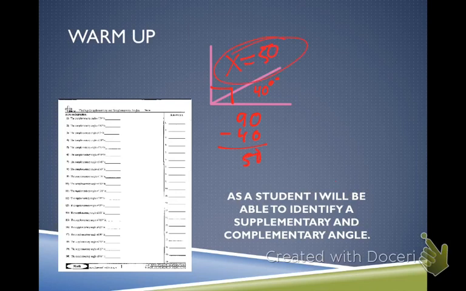You would do the same thing for supplementary angles. Ladies and gentlemen, this is not a warm-up. This is actually worksheet number 5. It does look a lot different than this. I just wanted to use this slide to help you out.